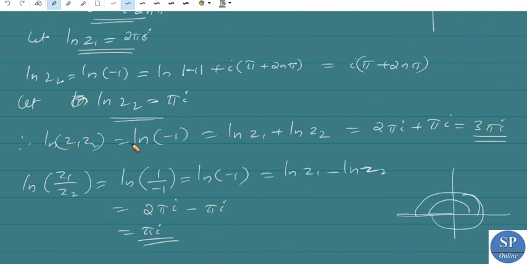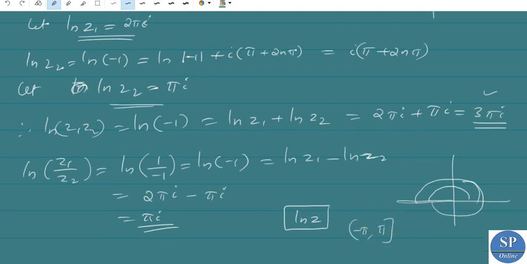From the first property we got ln of minus 1 is equal to 3 pi i, and from the second property we got ln of minus 1 is equal to pi i. The reason is that ln z, as we said earlier, is a multi-valued function. So at the point z equal to minus 1, its functional value has two different values, 3 pi i and pi i. The principal value will be pi i, because pi lies between minus pi and pi.